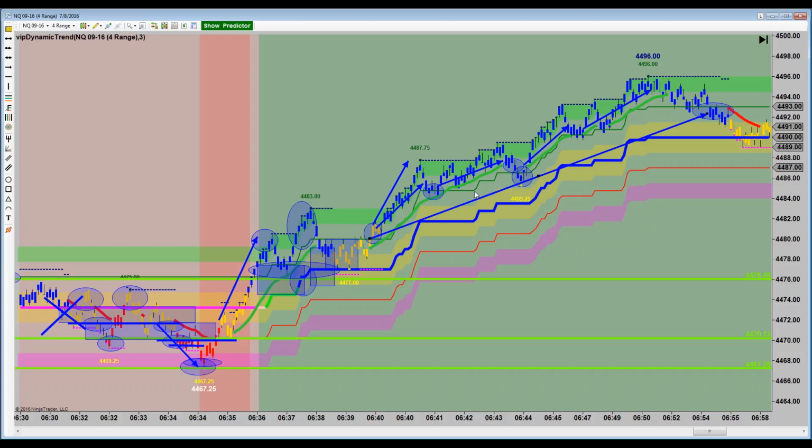It's not the instrument per se, because each instrument is a little bit different. It's your ability to trade it that makes you money.